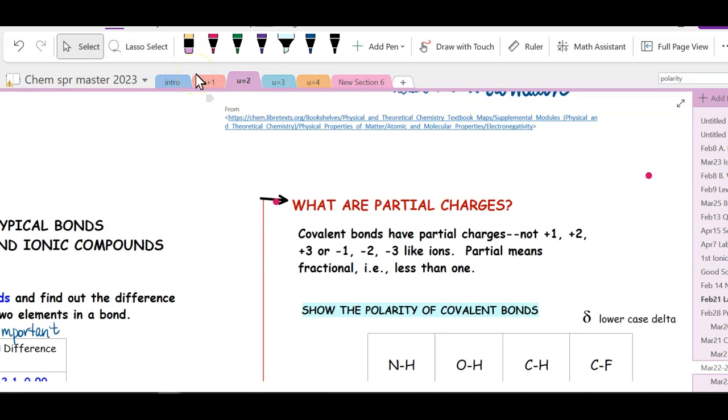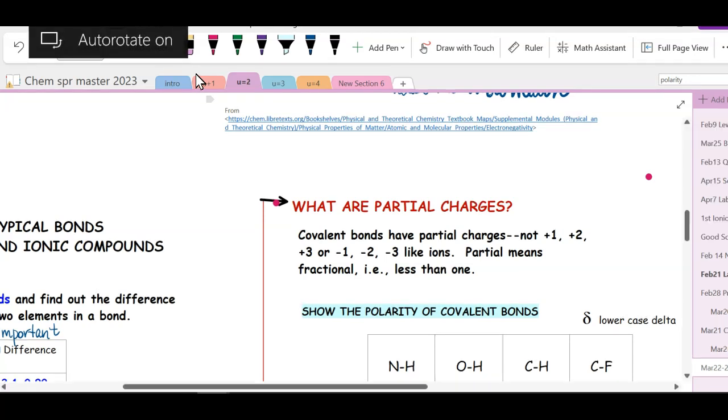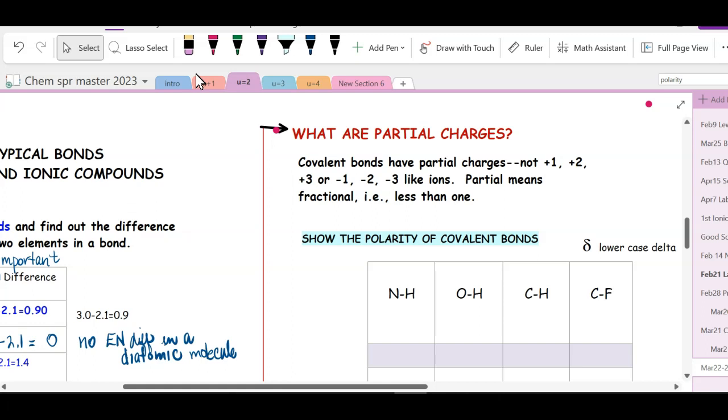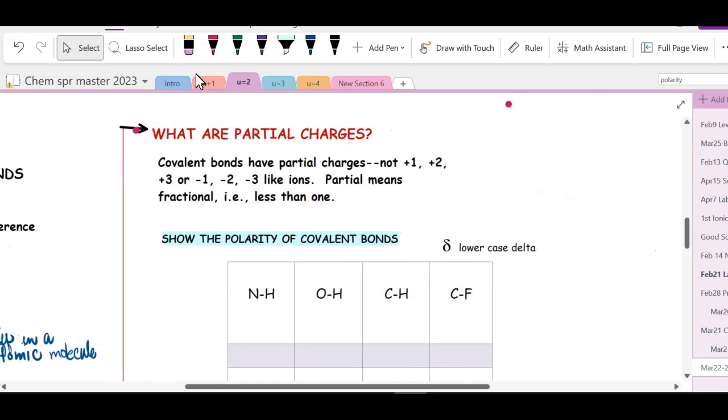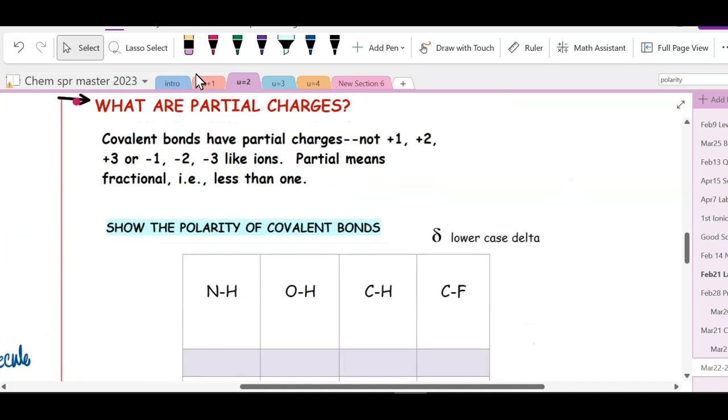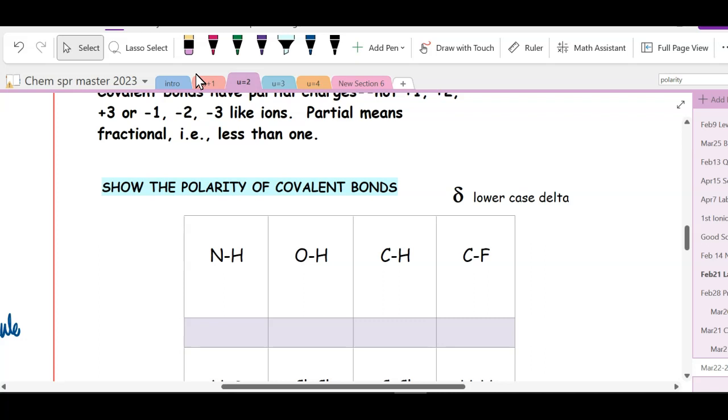All right, so let's start this whole polarity thing with what are partial charges, because they're not whole ion charges like with ions, where they have 1, 2, 3 plus or 1, 2, 3 negative. Partial means they're fractional, that is less than 1, all right? I think this is a very cool topic, and it explains an unbelievable amount of chemistry, especially physiological chemistry. So I think you might enjoy this, all right?